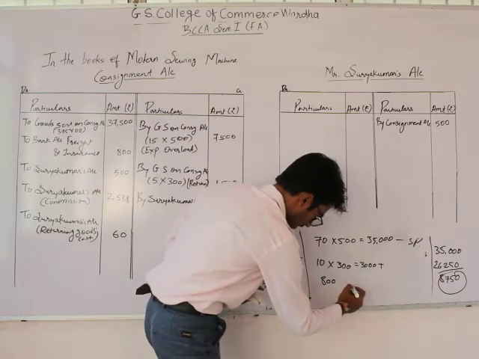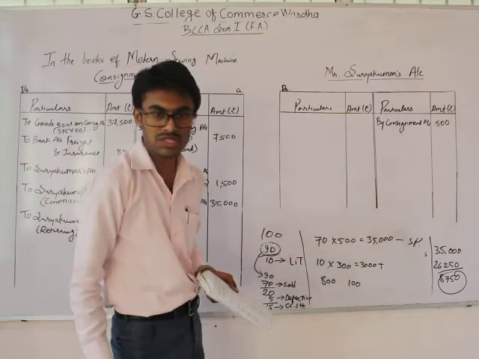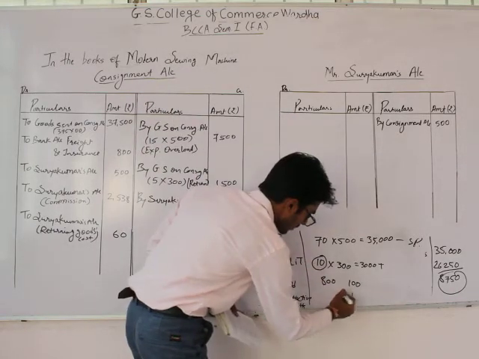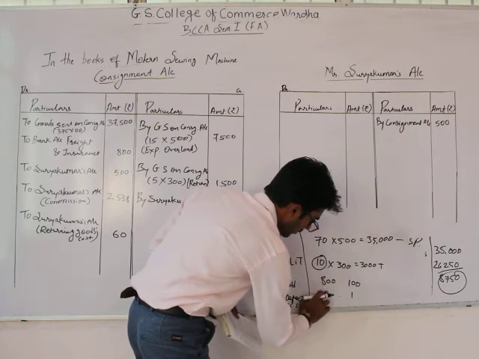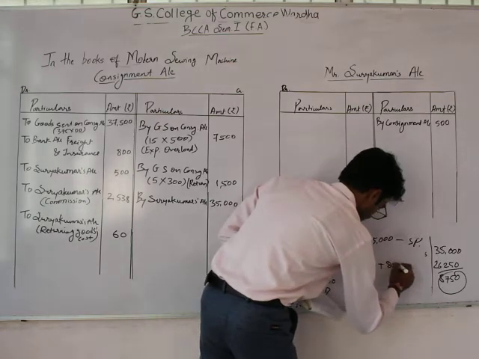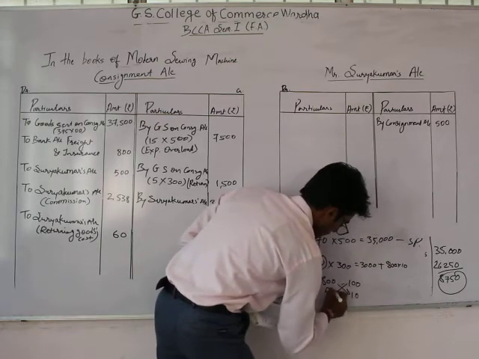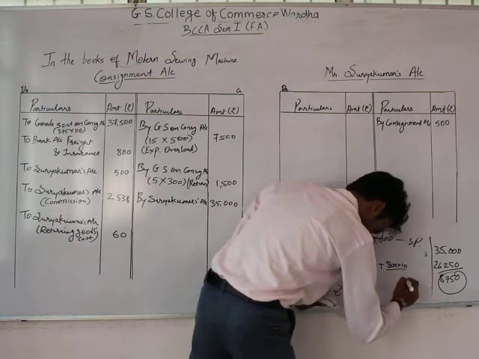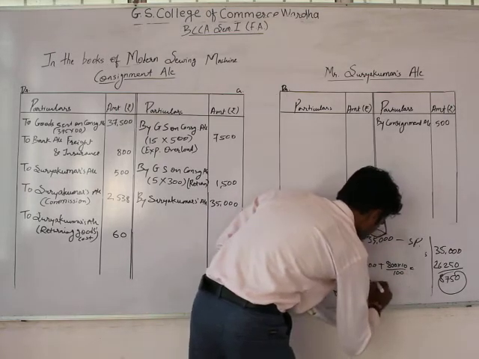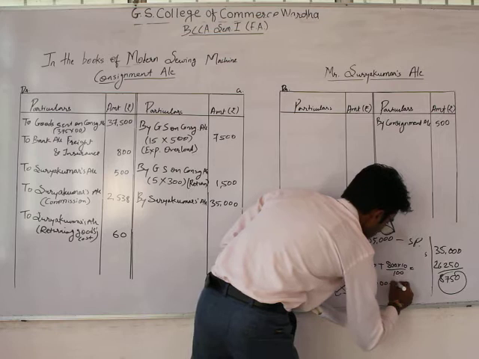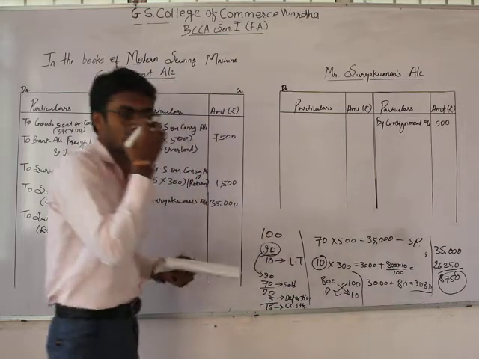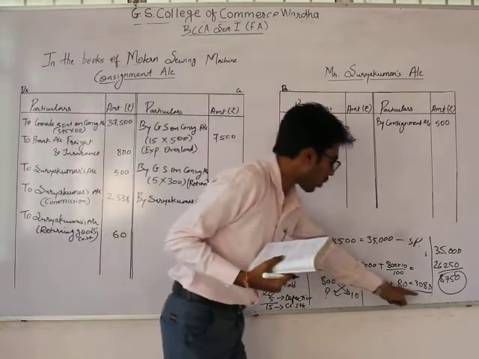for 100 items. So for 10 items, what can be the amount? 800 into 10, cross multiplication, 800 into 10 divided by 100, and this will be 80. So 3,000 plus 80, that will be 3080. Done. So that is how we can have this loss in transit amount.